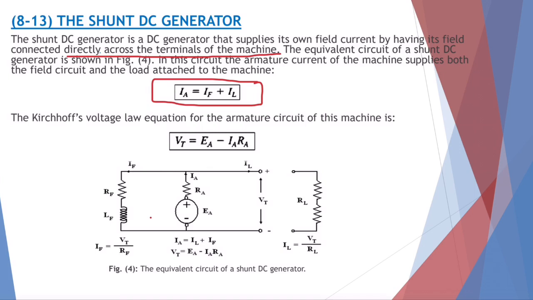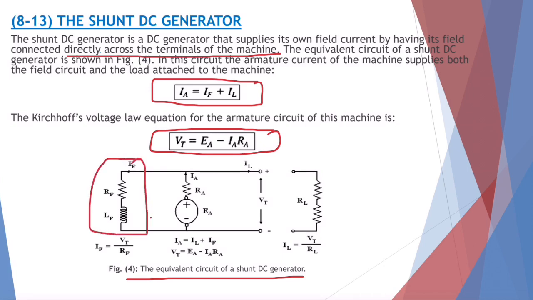The Kirchhoff's voltage law equation for the armature circuit of this machine is Vt equals EA minus IA multiplied by RA. And this is the equivalent circuit for the shunt DC generator. As we can see here, RF with RLF is connected across, or directly in parallel to, the armature. This is RA with EA, the armature here. This is parallel, and we have VT at the terminals.